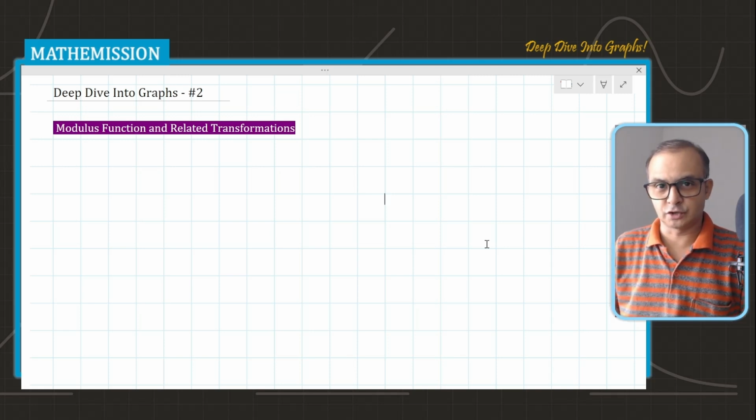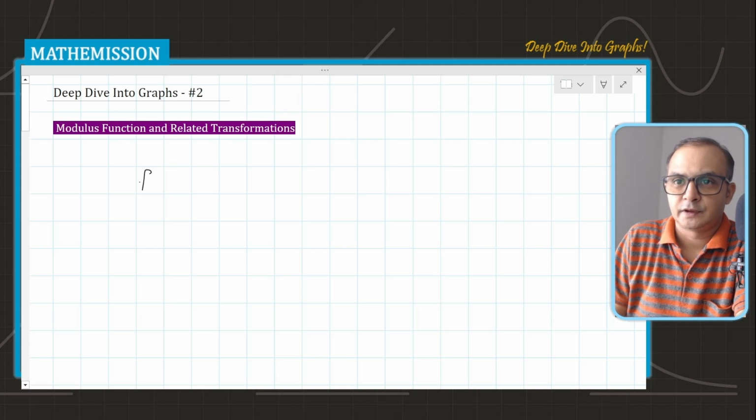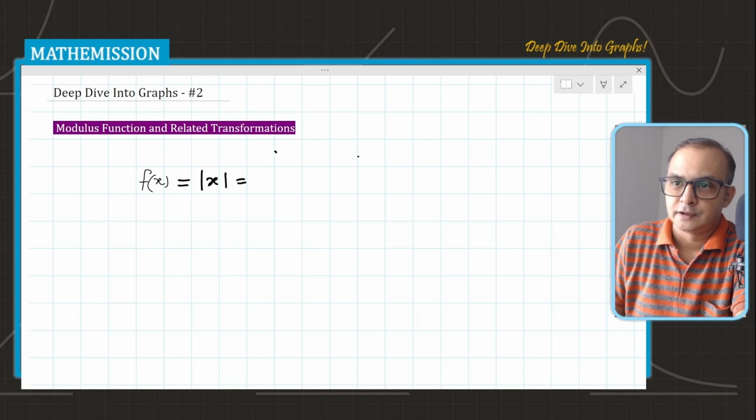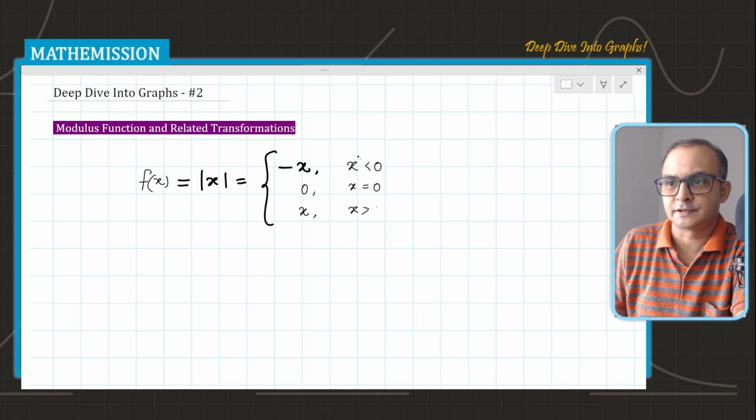So the modulus function is also called the absolute value function, and it is defined as f(x), the absolute value function, let's define, is equal to the modulus of x, and it is defined as negative x when x is less than 0, 0 when x is equal to 0, and positive x when x is greater than 0.